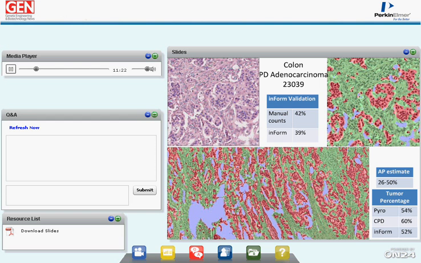These are examples of what Inform does. So in this first case, we have a colon carcinoma. Manual counting was 42% tumor. The machine counting by Inform was 39%, and the sequencing analysis was 50 to 60% by either pyro or CPD. And the anatomic pathologist estimate was about 26 to 50%. They all correlated pretty well.